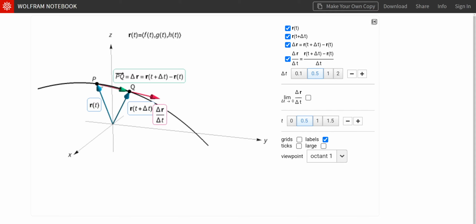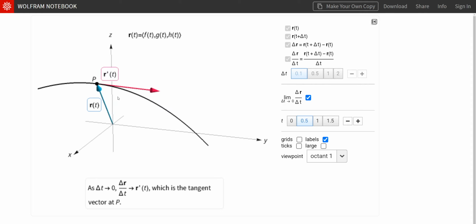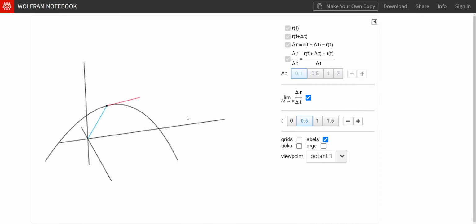Notice how the difference vector is getting smaller, but the red one, my rate of change, is not getting that much smaller. And as I go to 0.1, it's still this size. So as delta t goes to 0, as long as this function is differentiable, each of its components is differentiable, we'll end up with a vector here as I take delta t to 0. And I can actually do that here in this interactive figure, which is pretty cool. So I take delta t to 0, and I end up with this vector in the limit. Now it points in the direction of motion, and it's tangent to the curve at that point.